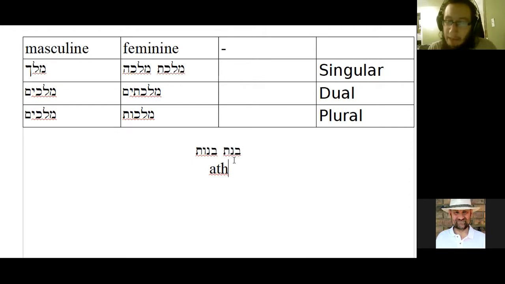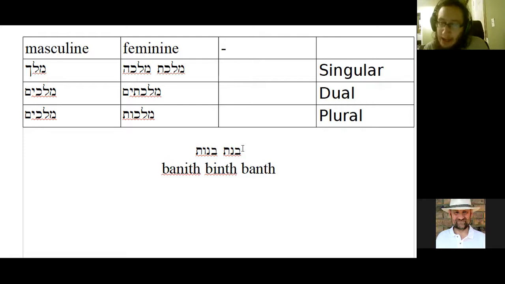But the scribes changed it over time, and basically what happened is, originally it was pronounced as benath, but then it started being pronounced as a single syllable. So instead it started being pronounced baneth. But eventually it started being pronounced as Binth or Banth. And then, like I said, the N becomes silent.